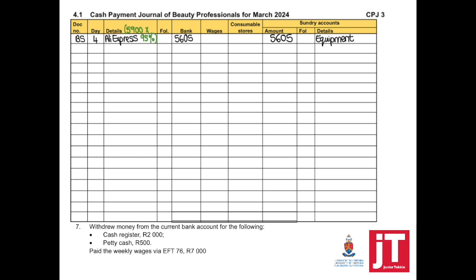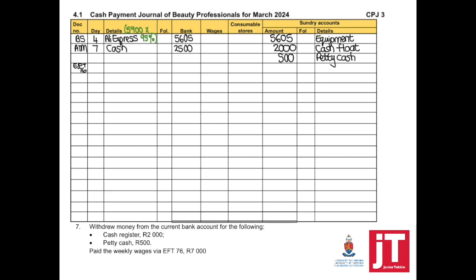On day 7, withdrew money from the current bank account for the following: cash register, petty cash. And then on the same day, paid the weekly wages. So the first part of this transaction, our source document is ATM. On day 7, cash. How much cash did we draw in total? 2,000 was for cash float. 500 was for the petty cash. In total, 2,500 were withdrawn from the ATM.